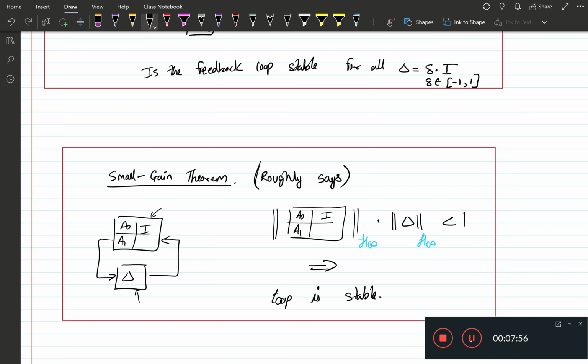Now we can use any induced norm here, such as, for example, the H infinity norm. So the small gain theorem allows us to say that if this block here has an H infinity norm of something, and this block here has an H infinity norm of something, then if the product of the H infinity norms of these two blocks is less than 1, then this feedback loop is stable. And if this feedback loop is stable, then we can be sure that the uncertain system is stable.